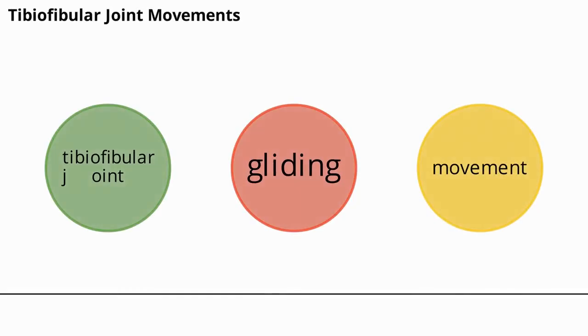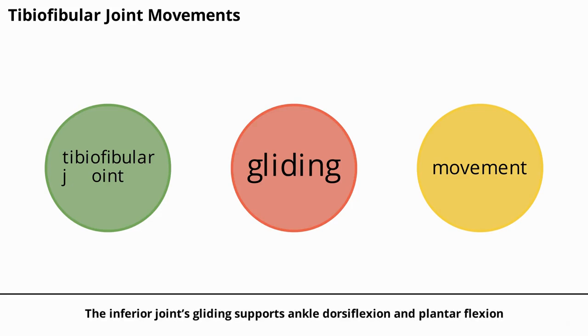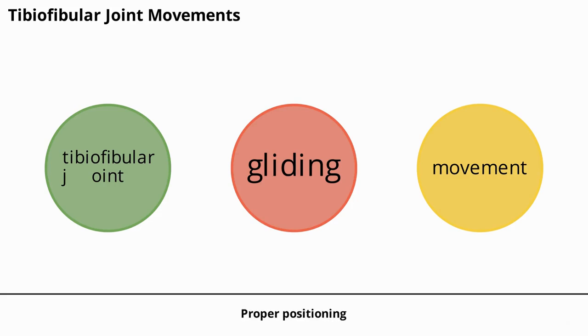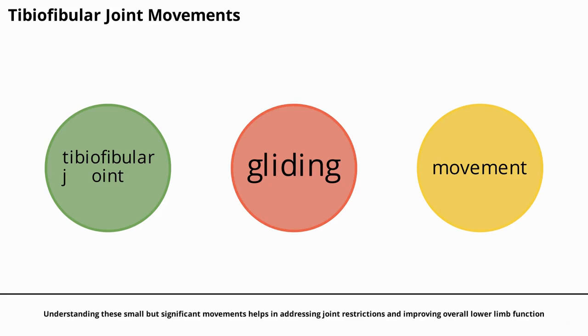Movements at the tibiofibular joints are subtle but essential. The superior joint allows gliding up and down, assisting knee flexion and extension. The inferior joint's gliding supports ankle dorsiflexion and plantar flexion. Proper positioning, such as neutral ankle or slight flexion and inversion, is important for accurate assessment and mobilization. Understanding these small but significant movements helps in addressing joint restrictions and improving overall lower limb function.